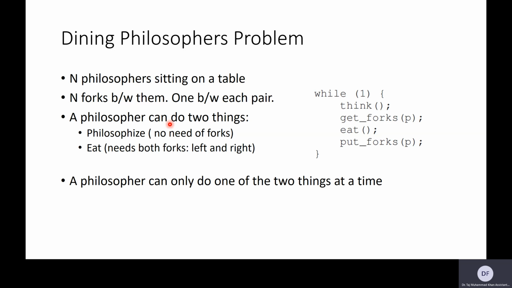It can either philosophize, and while it is philosophizing, it has no need for forks, or it can eat. To eat, it needs both forks, left and right. Once it has acquired the left and right fork, only then can it go ahead and eat. As I said, it can do only one of those two things at a time.